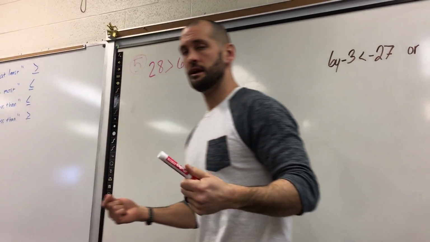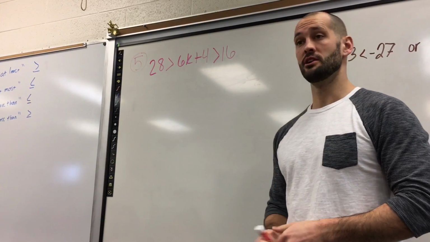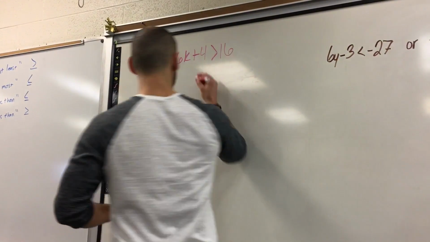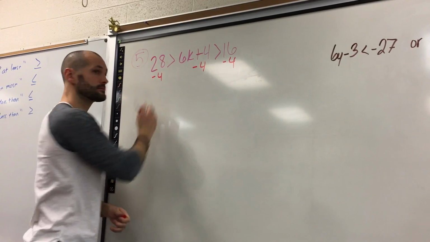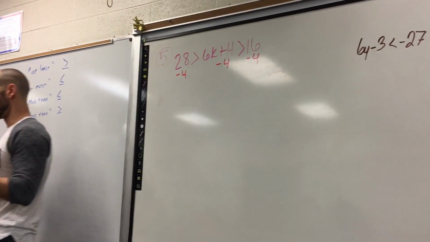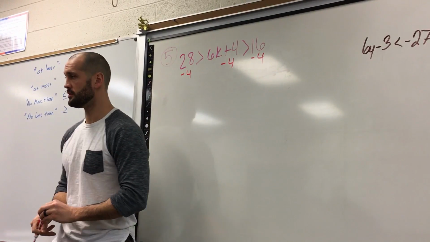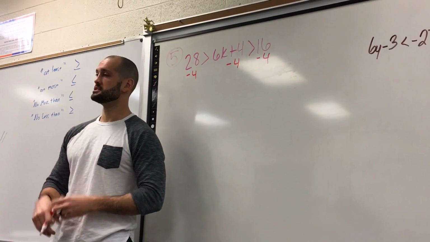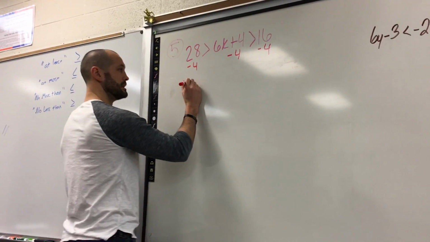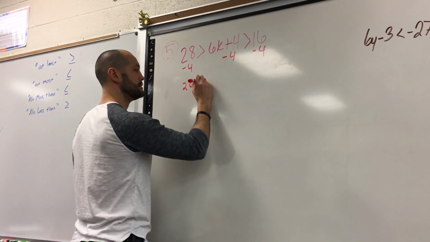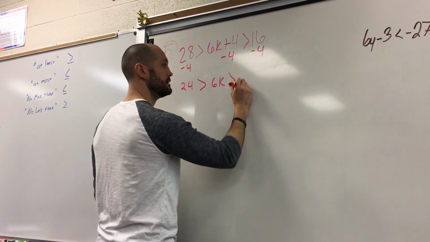Here's the beauty of this. Usually we say what we do to one side, we do to the other. Now we have to say what you do to one side, you do to all sides, because there's technically 3 sides here. Does that make sense? There's 3 parts to this. They're called compound inequalities, because there's 2 of them being involved here. It doesn't change what you do, just multiplies the number of sides you do it to. We're left with 24 greater than 6k greater than 12.